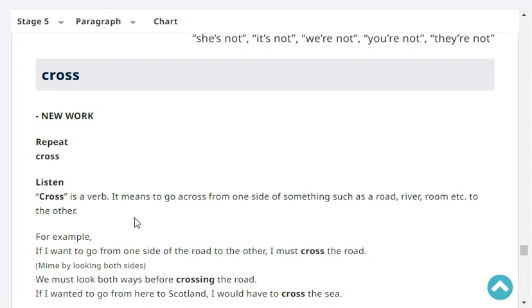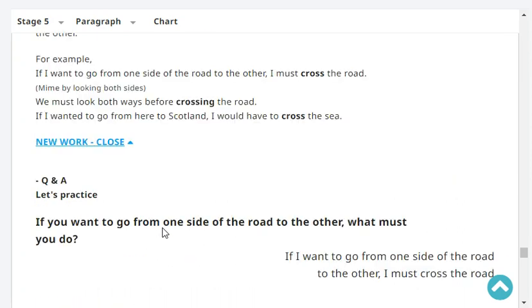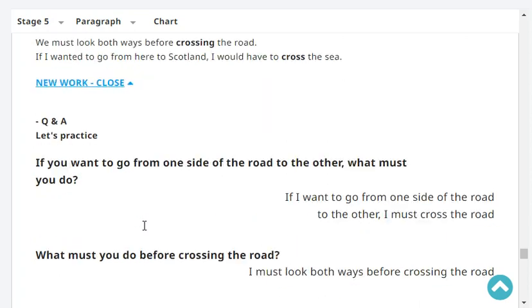For example, if I want to go from one side of the road to the other, I must cross the road. We must look both ways before crossing the road. If I wanted to go from here to Scotland, I have to cross the sea. Okay, let's practice. If you want to go from one side of the road to the other, what must you do?